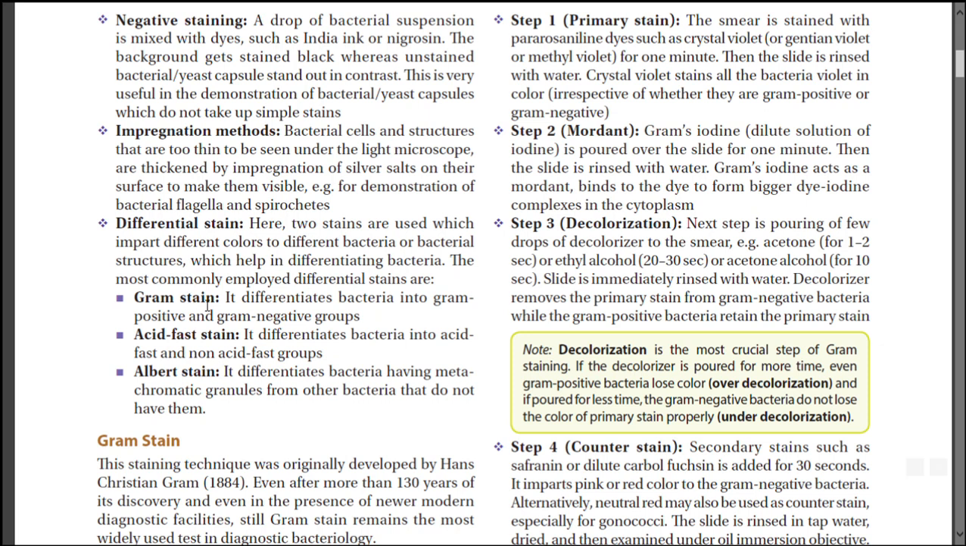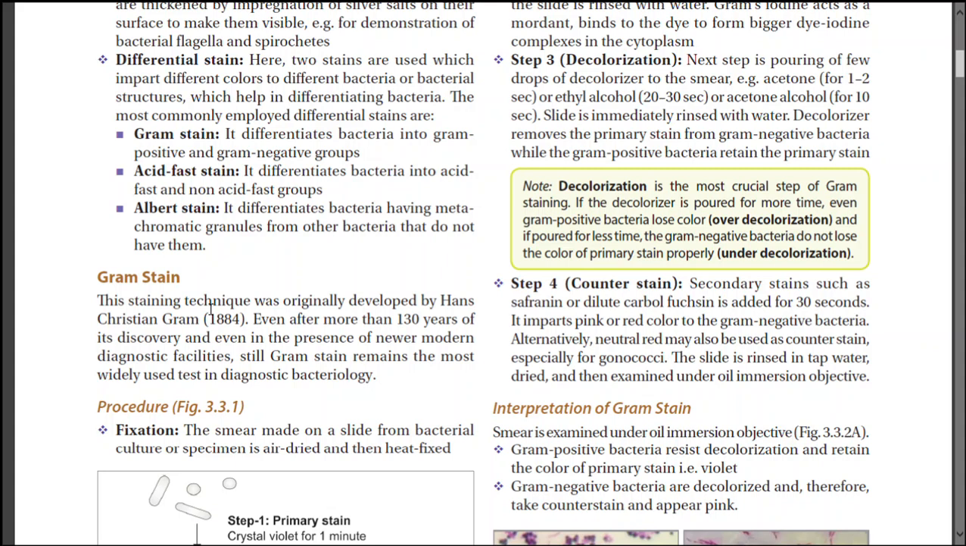First one is gram stain. It differentiates bacteria into gram positive and gram negative bacteria. Next, acid fast stain. It differentiates bacteria into acid fast and non-acid fast. Albert stain differentiates bacteria having metachromatic granules from other bacteria that do not have them. So Albert stain is for bacteria having metachromatic granules or not. Acid fast stain means acid fast or non-acid fast groups. Gram stain is gram positive or gram negative bacteria.